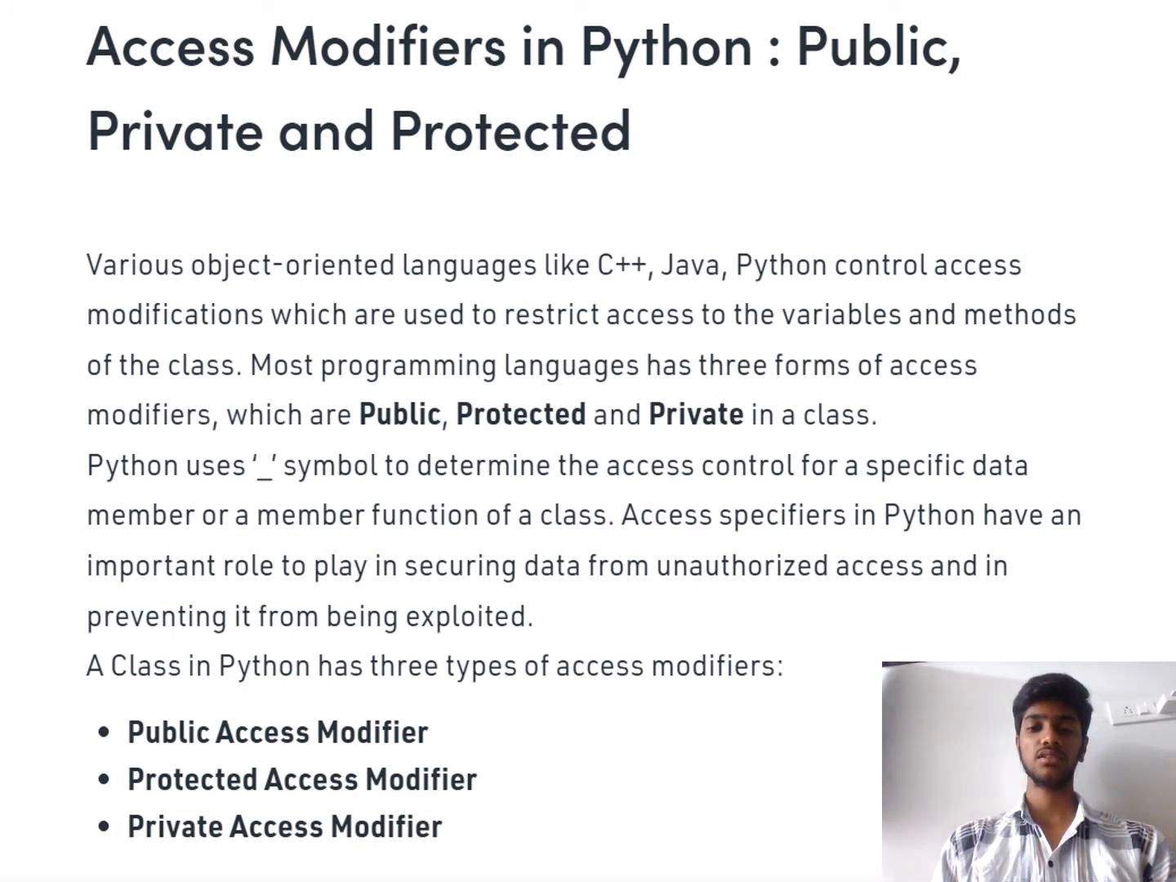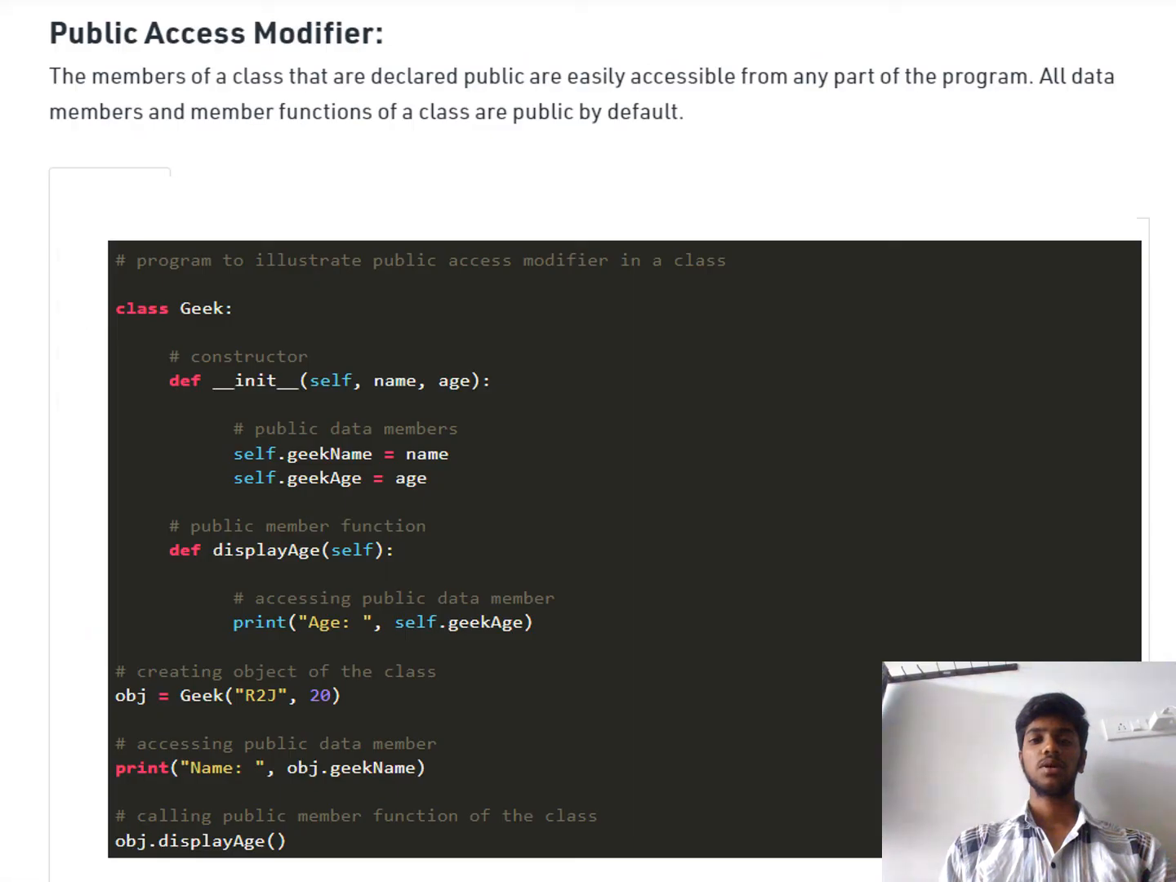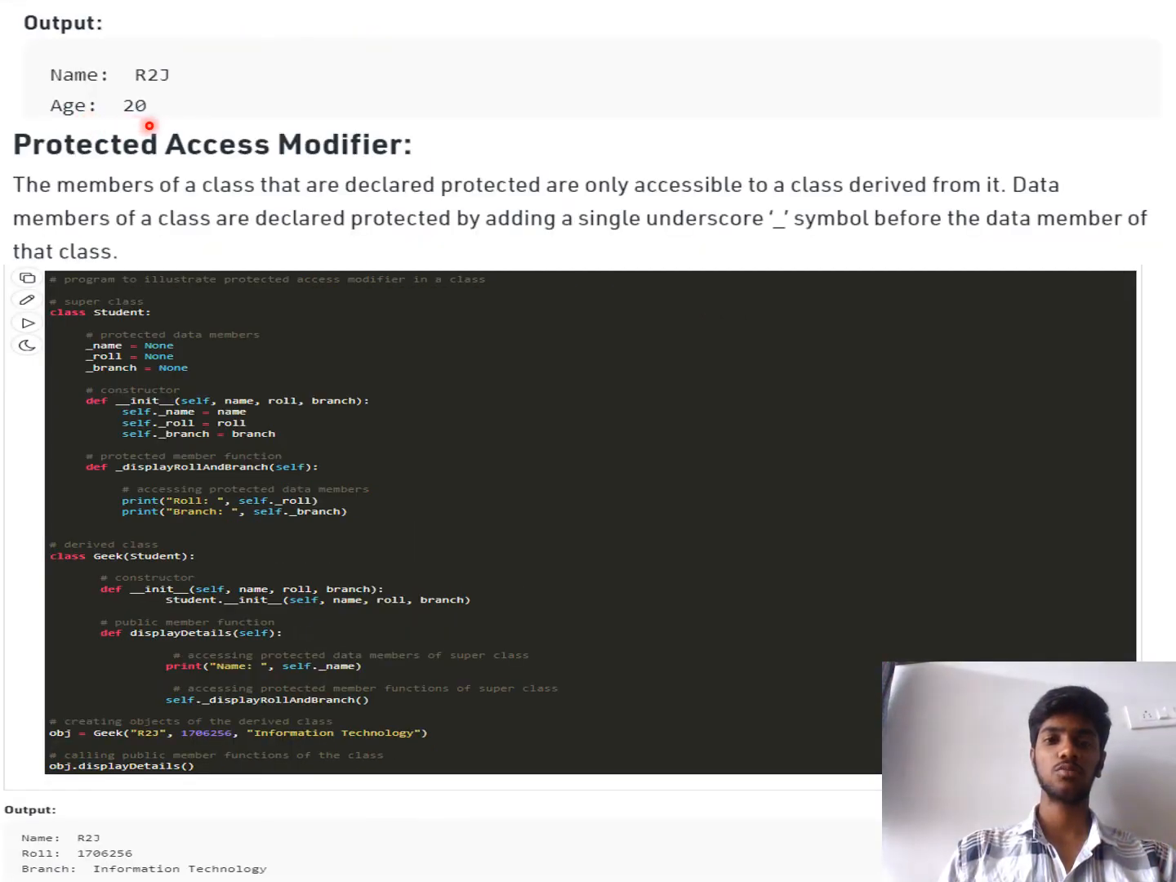A class in Python has three types of access modifiers: public access modifier, protected access modifier, and private access modifier. Public access modifiers: the members of a class that are declared public are easily accessible from any part of the program. All data members and member functions of a class are public by default. And this is the code for the public access modifier. And this is the output of the public access modifier.